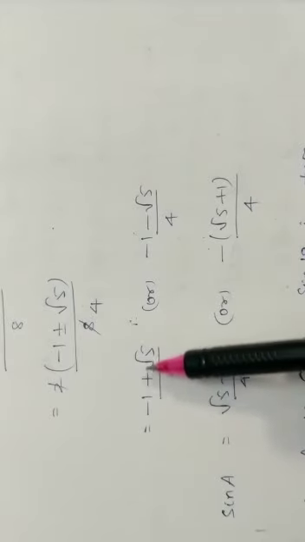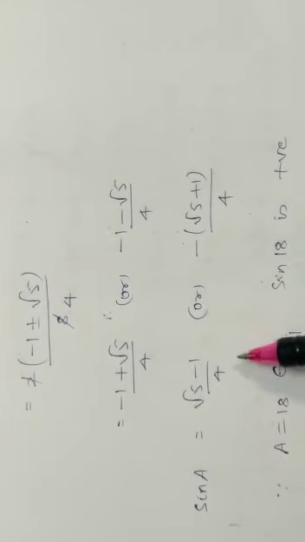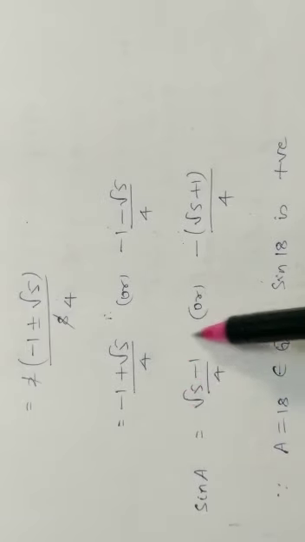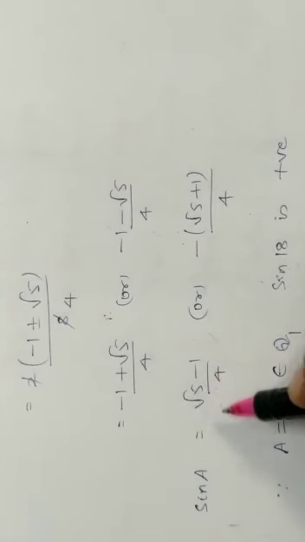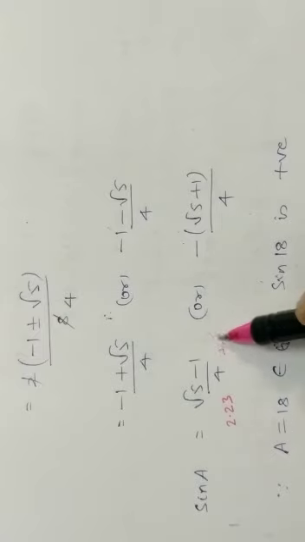Here, one term is negative, the other is positive. So, express the positive term in the beginning, later the negative term. So, root 5 minus 1 by 4. If we observe these two, this is a positive value, because the approximate root 5 value is 2.23 or something. 2.23 minus 1 is positive. Positive by positive gives a positive value. So this is positive.